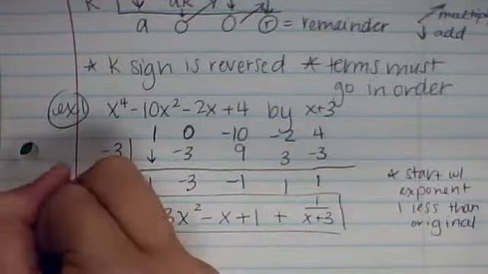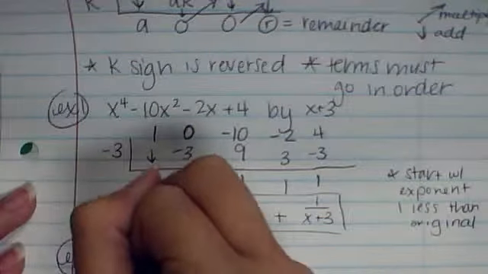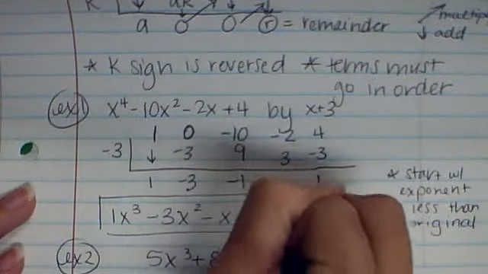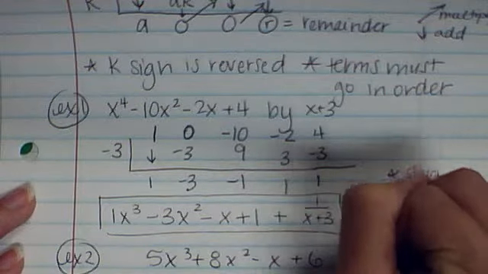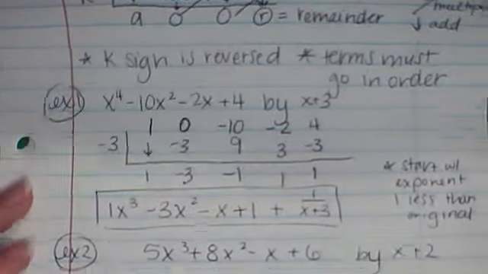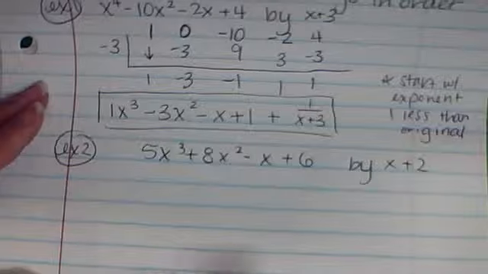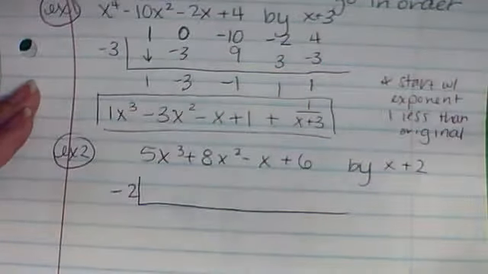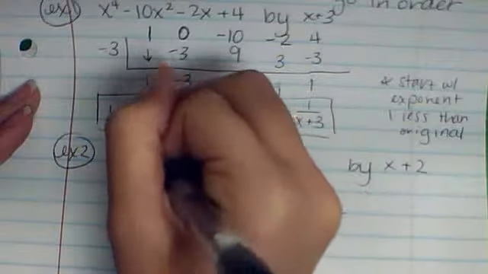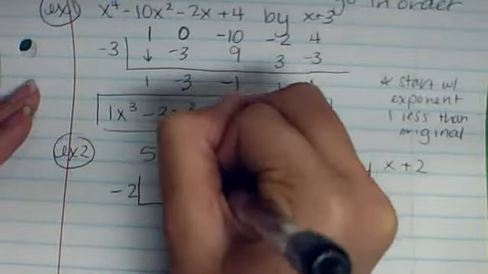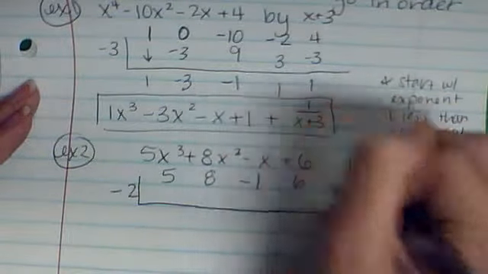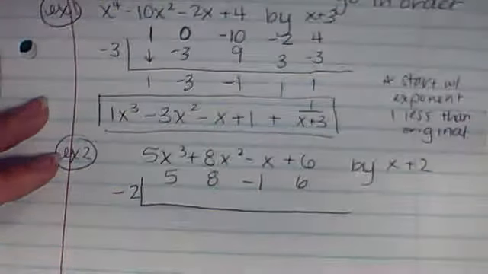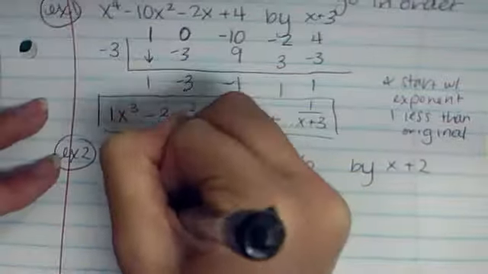Okay, let's try another one like that. Example number 2. I want to divide 5x cubed plus 8x squared minus x plus 6 by x plus 2. Okay, remember your k has to be flipped, so we're going to put negative 2 on the outside. Then we're going to list our coefficients, 5, 8, negative 1, and 6. Okay, if we need to, we're going to bring down the first term. So bring down the 5.